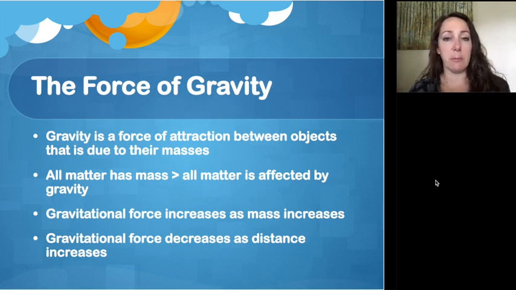So if you think about the planets in our solar system, which planet do you think has the greater gravitational force? If you thought Jupiter, you're right, because it is the most massive planet. Gravitational force will decrease as distance increases. So do you think the sun has a greater gravitational pull on Mercury or on Neptune or Pluto? Most likely Mercury, because it is closer to the sun than Neptune and Pluto.